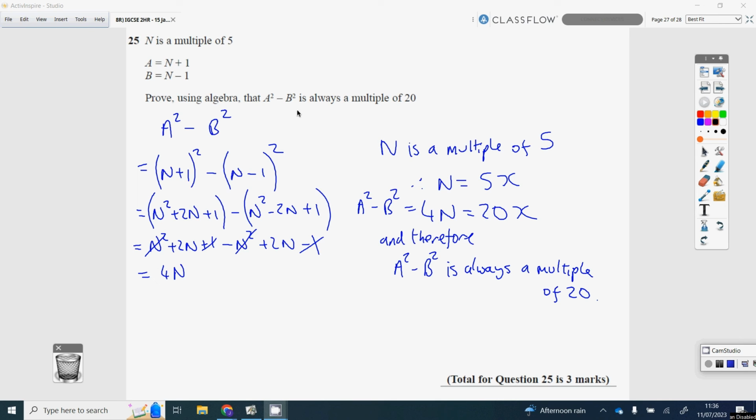Now we're told that n is a multiple of 5, so it's 5 times something, so let's call it 5 times x. Now we've just worked out that a squared minus b squared is 4n, but n equals 5x, so therefore a squared minus b squared equals 20x. So therefore, given it's being multiplied by 20, a squared minus b squared is always a multiple of 20.